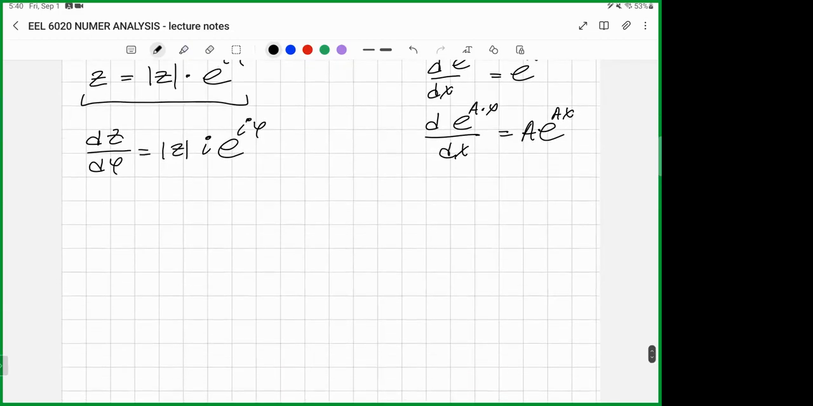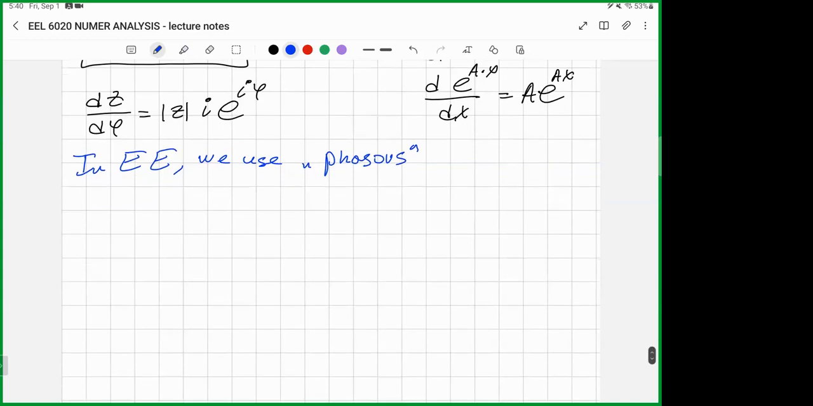So in electrical engineering, we often use this concept of phasors. Let me introduce that at this point. Let me write it in another color. So in electrical engineering, we use phasors. What is a phasor?